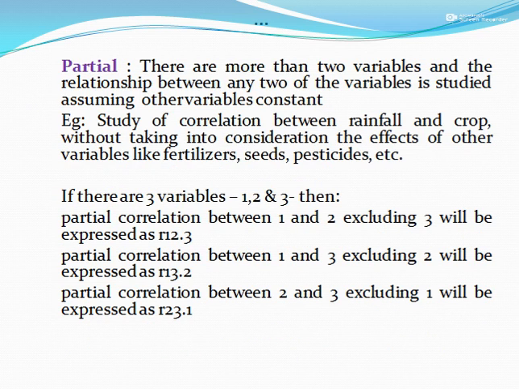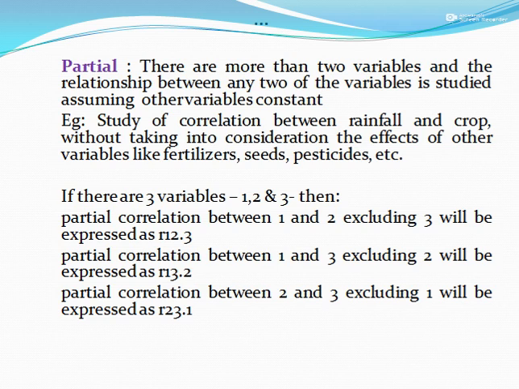Then what is partial correlation? Suppose there are more than two variables and we study the relationship between any two variables assuming the other variables constant. It is called partial correlation. Studying the correlation between crops and rainfall without taking into consideration the effect of other variables such as fertilizers, seeds, pesticides, etc. This is a partial correlation. This is the case of partial correlation.